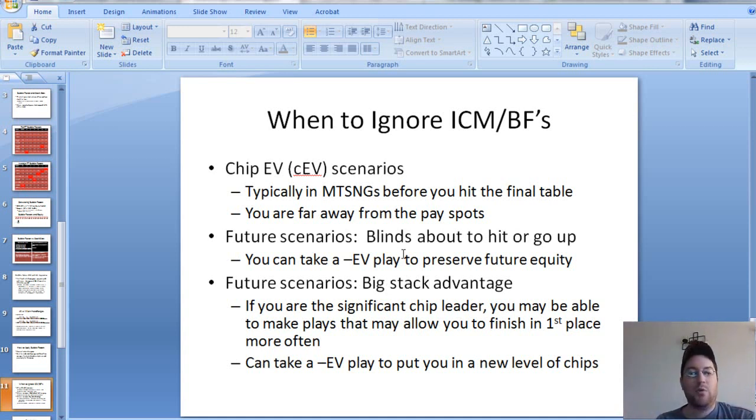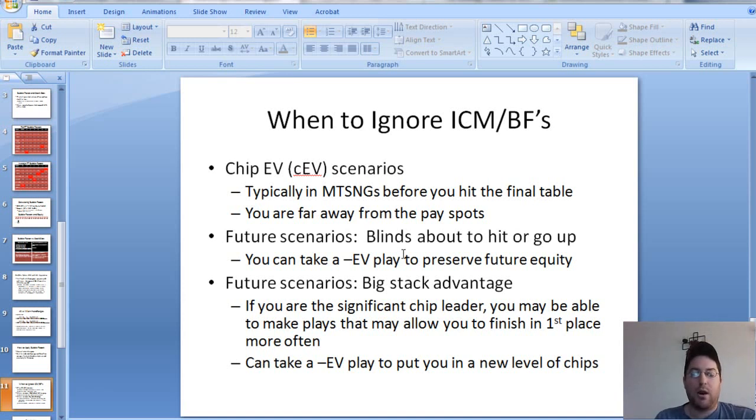Okay? This is more of a subjective play. There's no specific calculation for it. It's more of an understanding, and I see sometimes people use this as an excuse: "Well, I called there because if I win, I have a really big stack and I can abuse the bubble." There has to be a balance. You can't get too out of control with it.